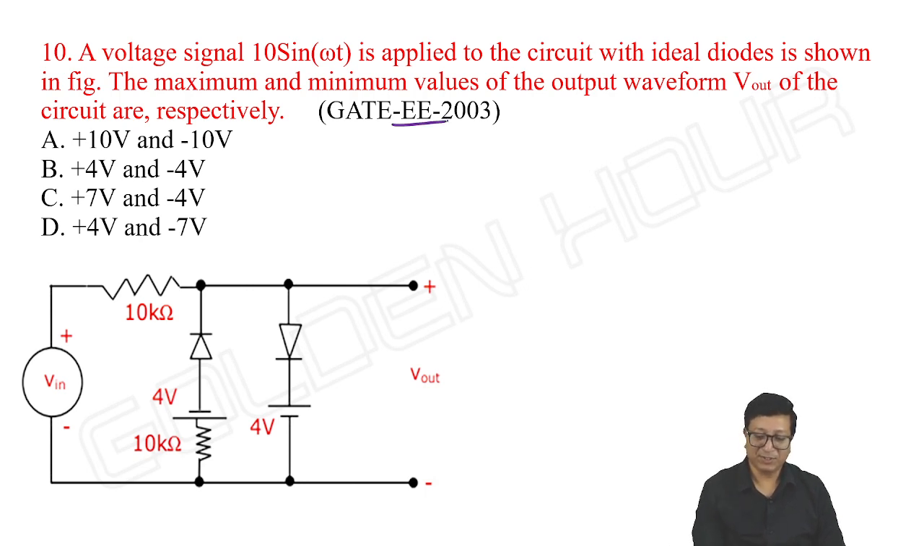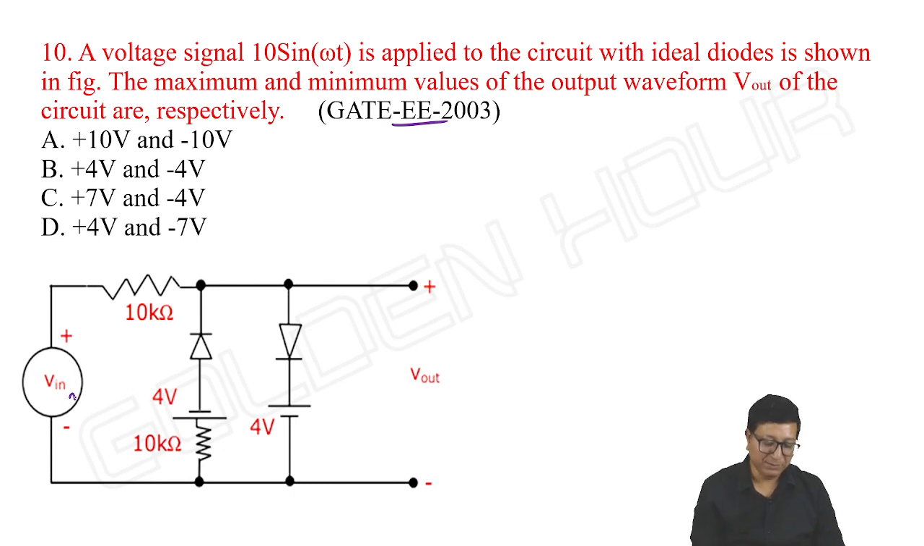It was a question asked in GATE Electrical Engineering 2003, 20 years back. A voltage signal 10 sin omega t is applied to a circuit with ideal diodes as shown in the figure. The maximum and minimum values of the output voltage waveform V output of the circuit are? What about the maximum and minimum values? It's a very simple thing.